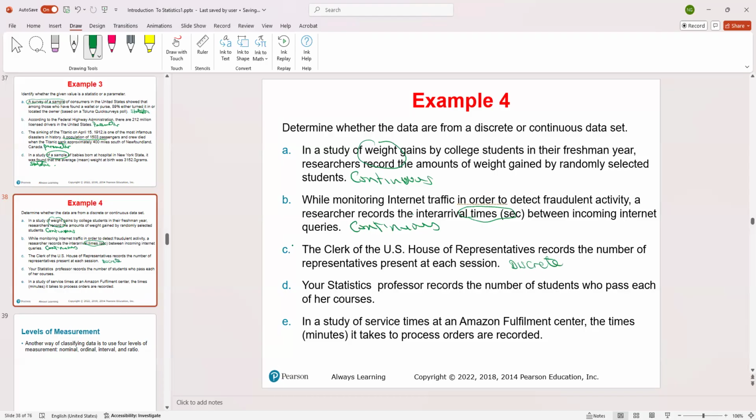Your statistics professor records the number of students who passed each semester per course. So the statistics professor records the number of students. Can the number of students be a decimal? No. If the number of students cannot be a decimal, then it's discrete.